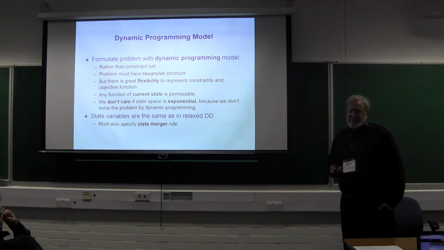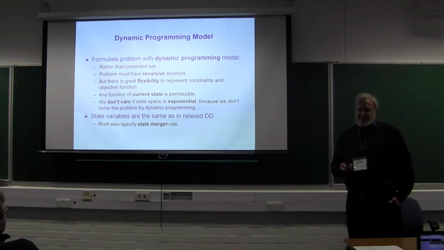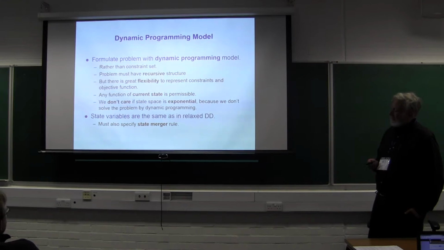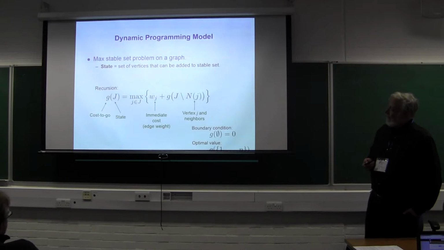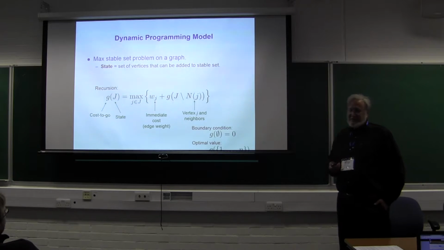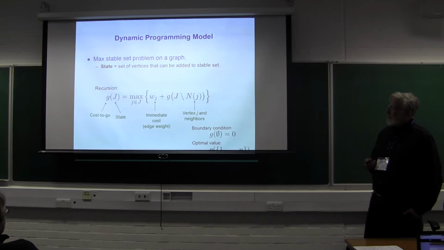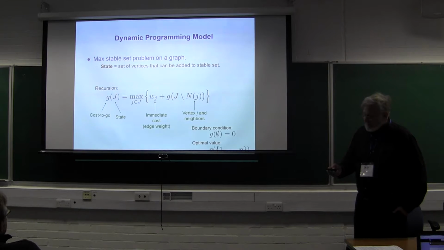Now, the state variables that we're going to use are the same ones we used to create the relaxed decision diagram. So that's how you know how to formulate the states for the dynamic programming formulation. All right, so this is the simple representation for the stable set problem I just showed you. This is the recursive formulation. So the state is the set of vertices of the problem that are still available to add to the stable set.